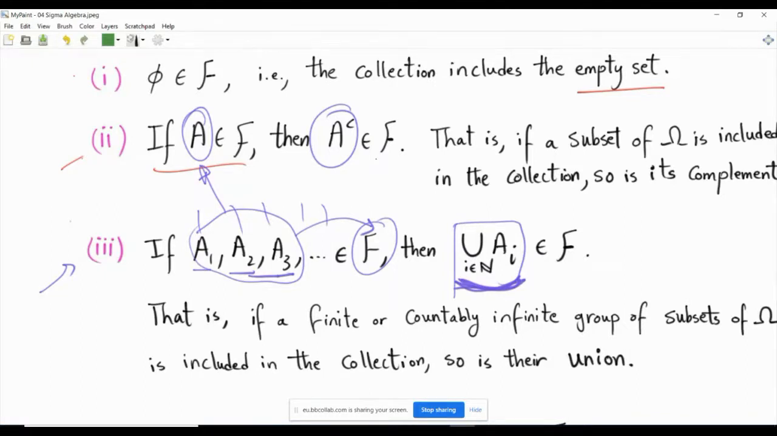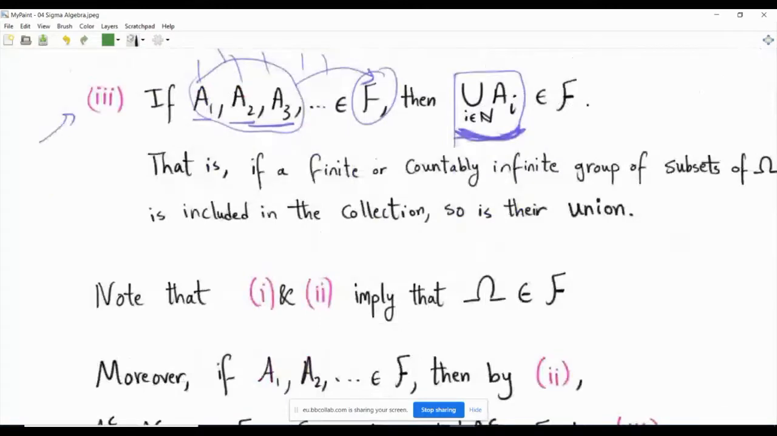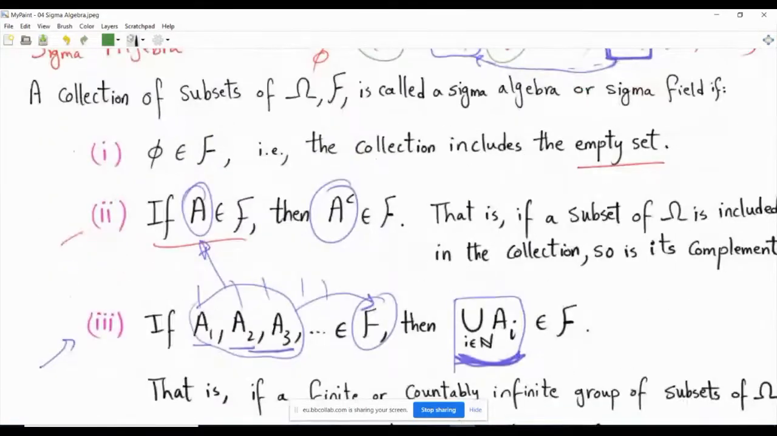Now, if you know that these are the properties of a sigma algebra, what else do we know about a sigma algebra? Claim: big omega itself, right? Any set is a subset of itself. Big omega itself is part of a sigma algebra. Why is this true? Why?